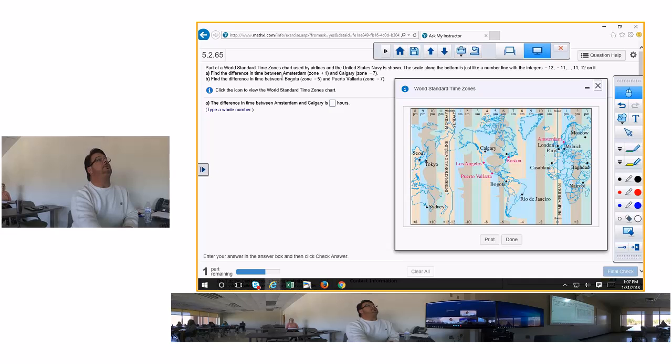Find the difference in the time between Amsterdam, zone +1. Amsterdam's right here. Oh Lord, why did they do this? And Calgary, -7, which would be right here.